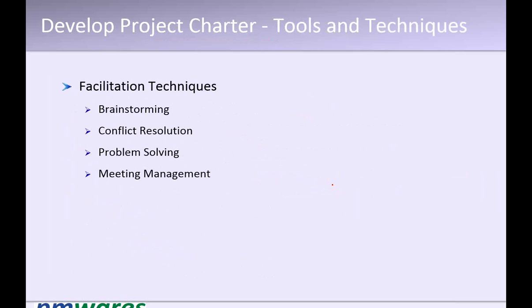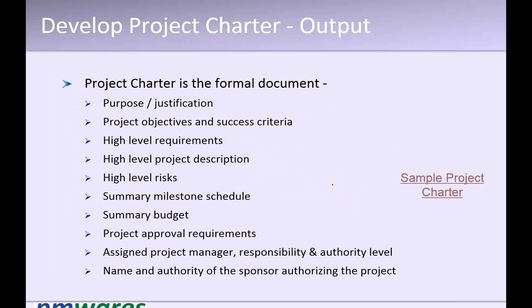Normally such things require some meetings and therefore some brainstorming, conflict resolution. These kinds of techniques are normally required. We will discuss them a little later. So what does a project charter have? Purpose, justification, objectives, high level requirements, project description, high level risk, milestone schedule, budget, project manager's authority level, responsibilities, name and authority of the sponsor authorizing.